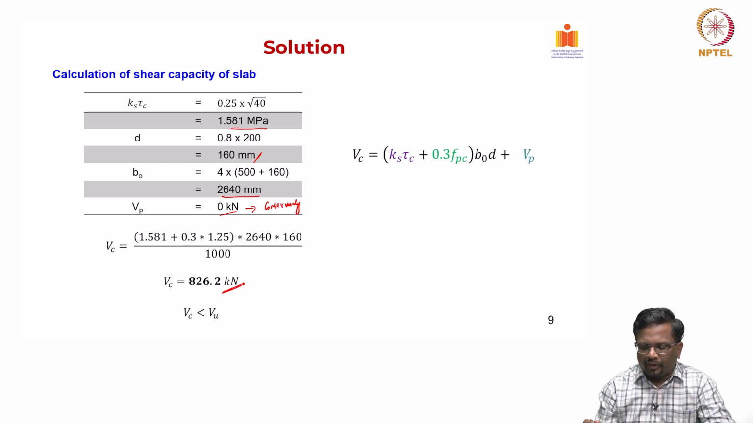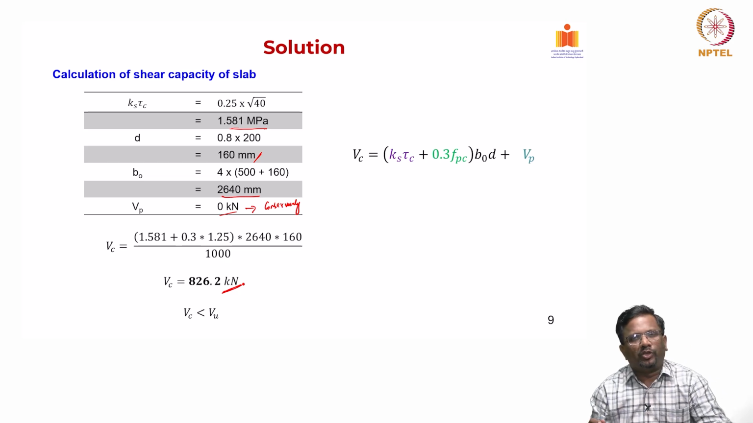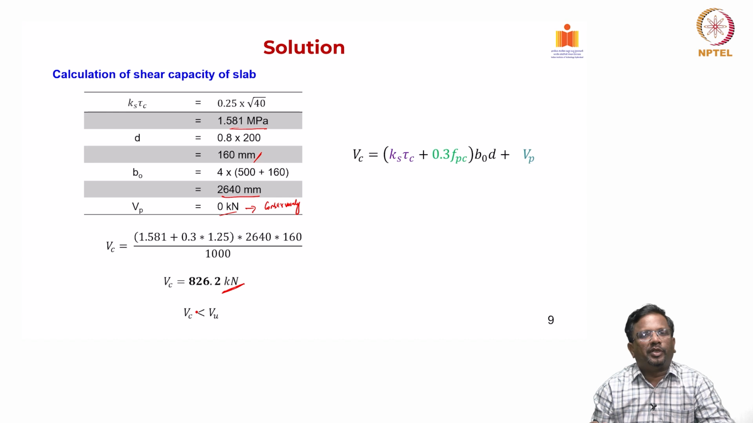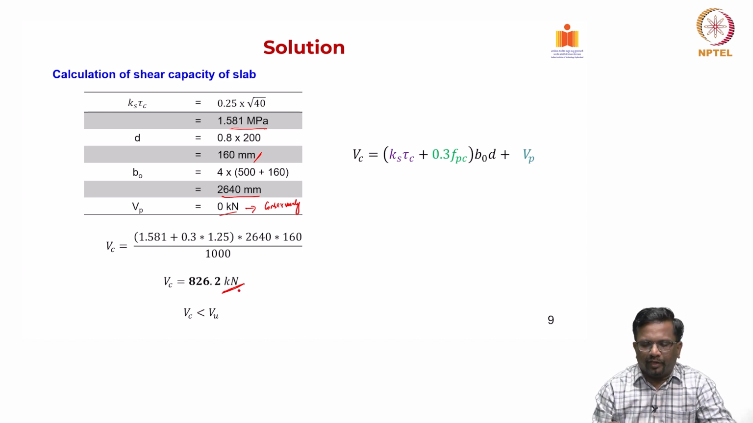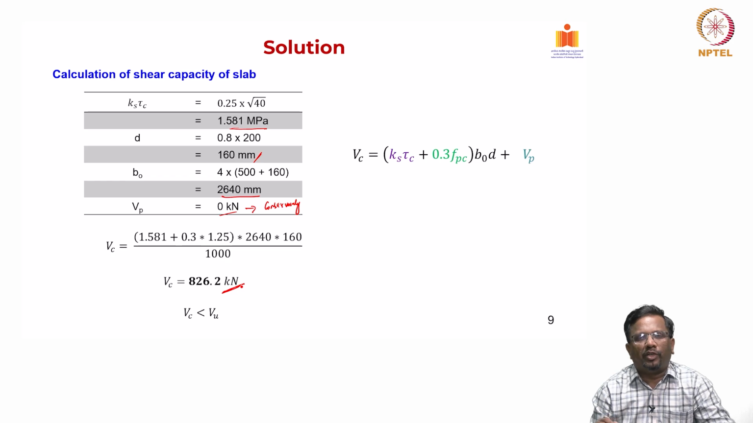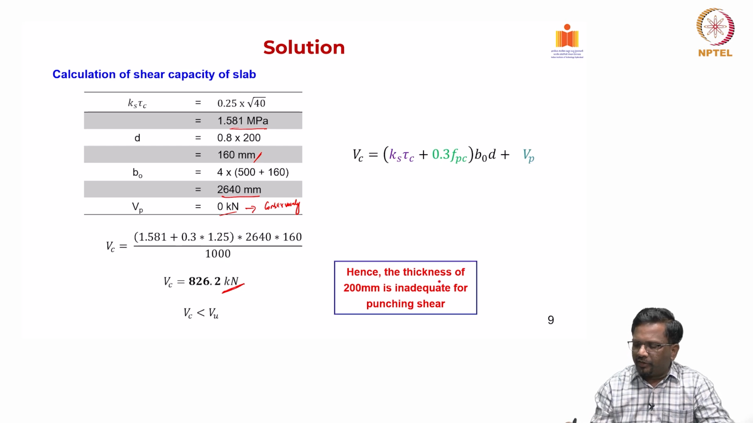you get your Vc as 826.2 kilonewton, and you know the shear demand was close to 1200 kilonewton. So, the shear capacity is less than the shear demand. Definitely, the thickness we have provided, 200 millimeter, is not adequate from the punching shear point of view, right. Hence, the thickness of 200 millimeter is inadequate for punching shear.